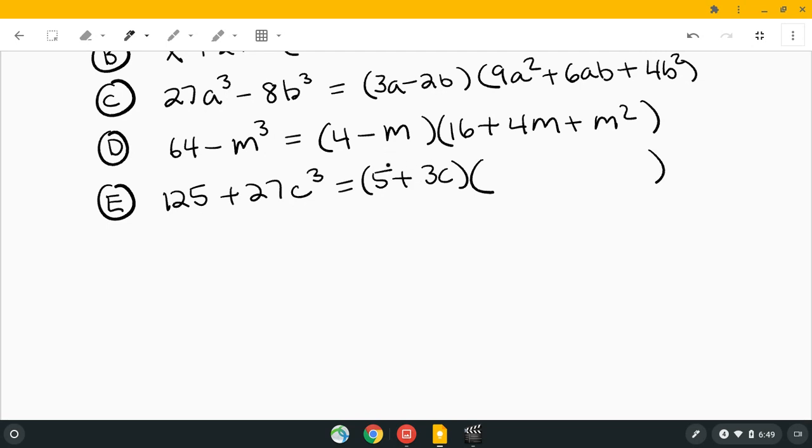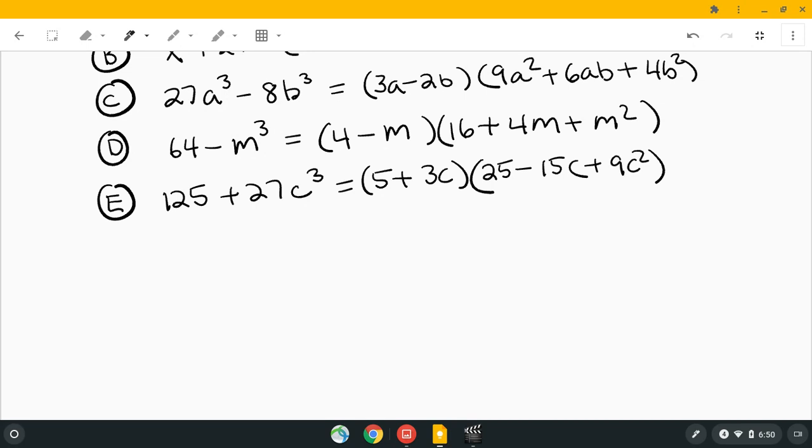So square this. 5 times 5 is 25. And then minus, take their product. That would be 15c. And then square this. 3c times 3c is 9c squared.